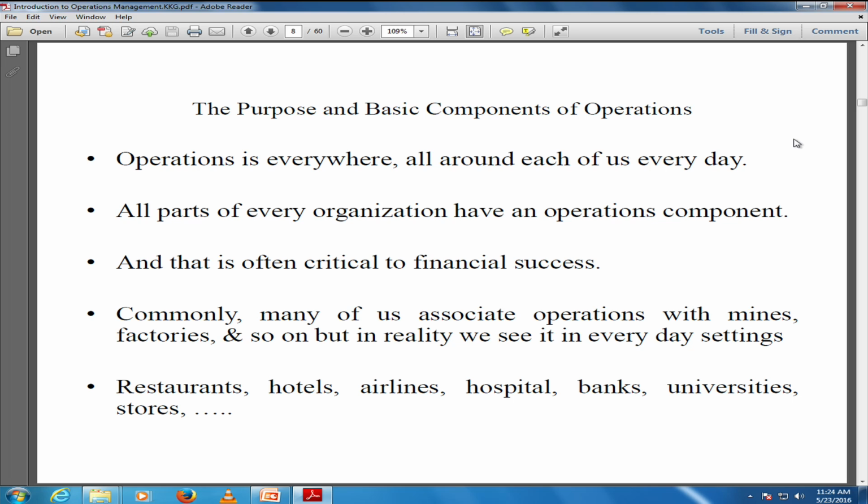Commonly, many of us associate the operations function with mines, factories and so on, but in reality we see it in everyday settings. Talk about restaurants, hotels, airlines, hospitals, banks, universities, stores, everywhere operations. You name any everyday setting, there is something happening, and operations includes production of goods as well as services.